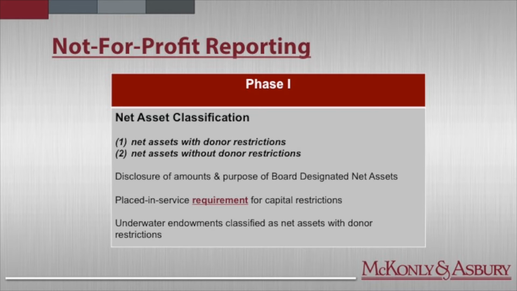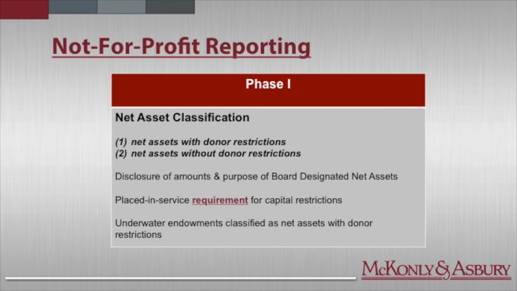In terms of the placed in service requirement for capital restrictions, you had choices before that you could have a restriction for capital and go and buy, say, a building with that donation, and it would be temporarily restricted, and you would relieve that over time out of your net assets. Now they're saying that as soon as you expend the money on the capital expenditure, that will become a net asset without donor restriction and not have to sit in that restricted category.